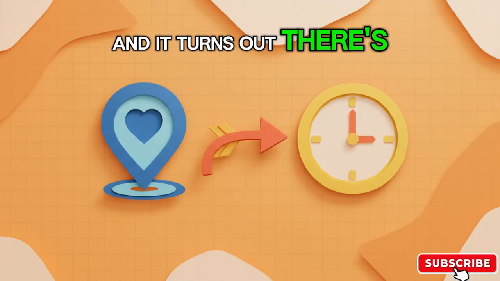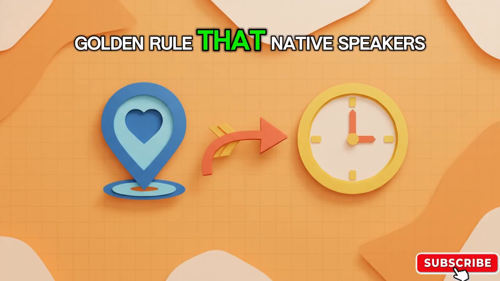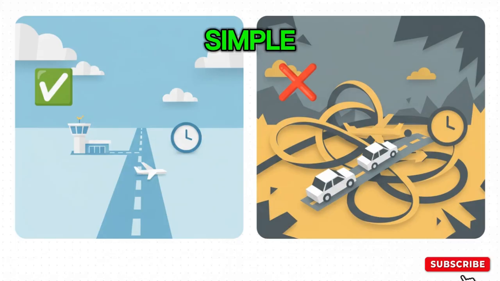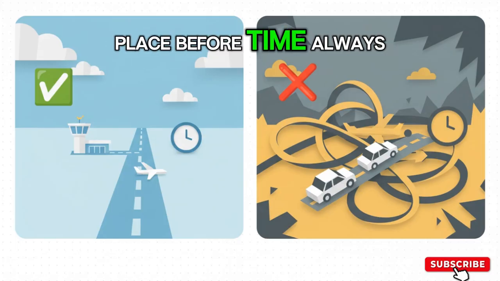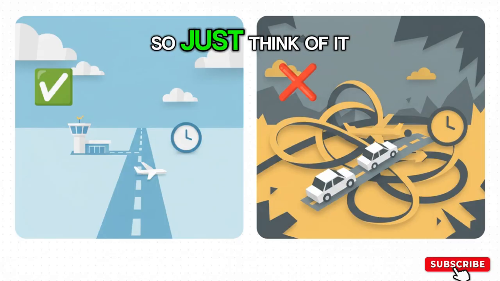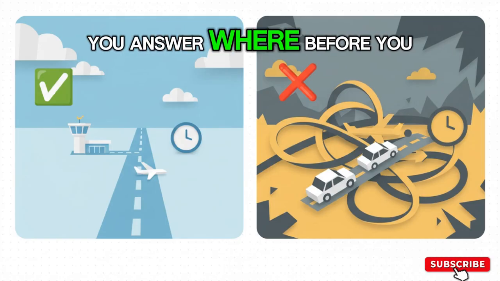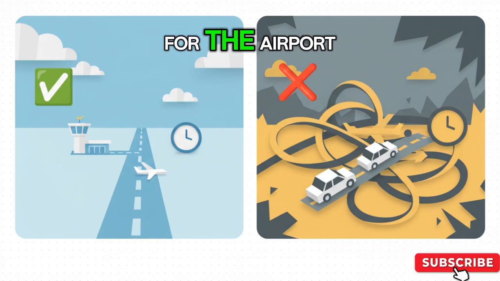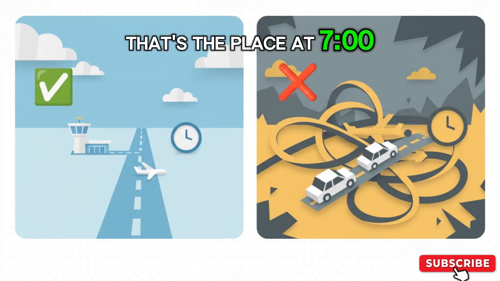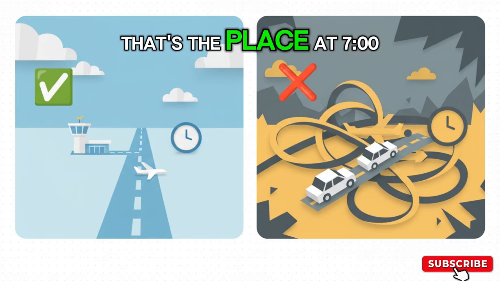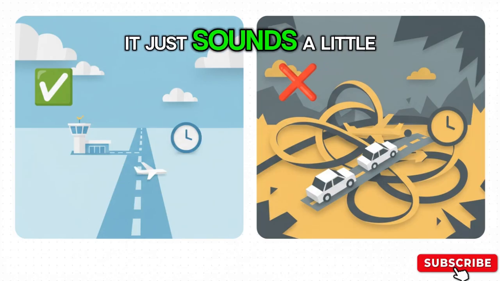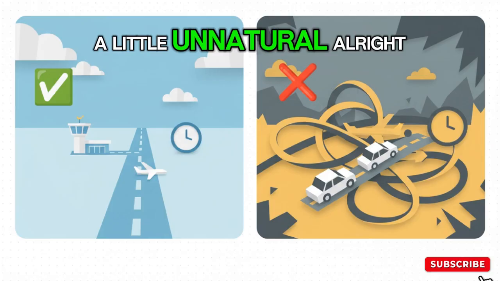And it turns out, there's this little golden rule that native speakers follow, most of us without even realizing it. And that rule is super simple. Place before time. Always. So just think of it like this. You answer where before you answer when. So you'd say, we left for the airport, that's the place, at 7 o'clock. That's the time. Saying it the other way, we left at 7 o'clock for the airport, it just sounds a little clunky, right? A little unnatural.